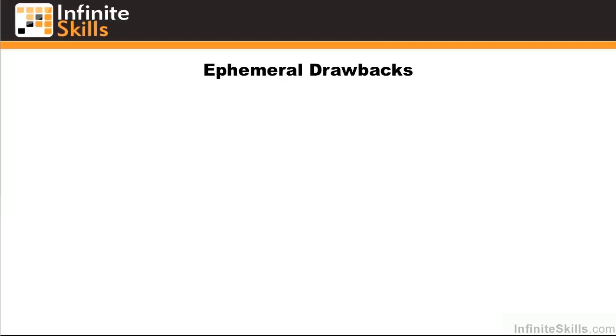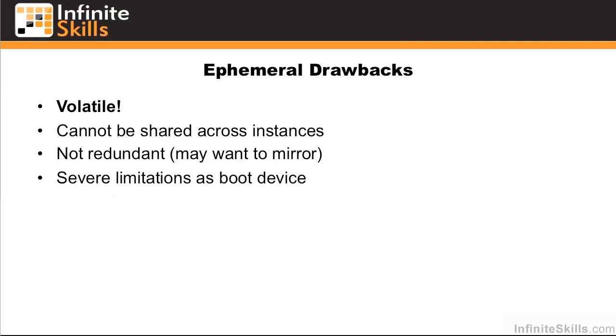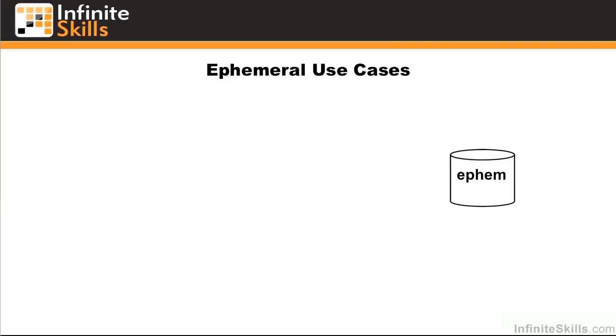Some of the drawbacks to ephemeral disk are that it is, number one, volatile. The disk goes away when your instance goes away. It cannot be shared across instances. It's tied to that single EC2 server. It is not redundant, and because of that, you may want to mirror multiple ephemeral disks together. There are severe limitations as a boot device. It's slow to boot. You cannot stop and restart it.